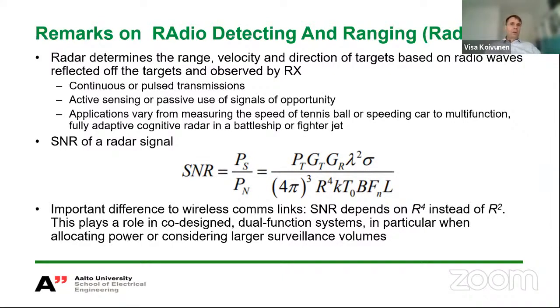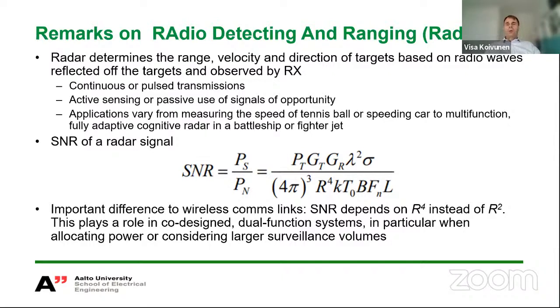And there are many different design choices. Radar transmissions can be continuous wave, or you can do pulsed transmissions. There is also active sensing, which basically means that you are transmitting waveforms and then observing the backscattered waveforms, or you can use passive radars that use signals of opportunity, other wireless systems and so on for radar purposes, but you are not controlling the transmissions, you are just hitchhiking on somebody else's radio frequency signals. And there is, of course, a huge variety of applications, starting from just regular radars that measure, for example, the speed of a tennis ball or a baseball that is being pitched, and the policemen who want to give you a speeding ticket, all the way to multi-function, fully adaptive cognitive radars that you might have in a battleship or fighter jet.